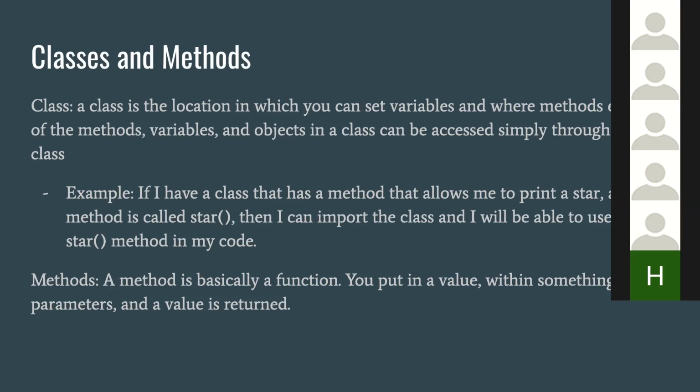Wait, is the star like the class that contains star? Is it in a different file, or is it in the same file? So the class itself is separate, but the star method is within the separate class. So you don't have to import the method. You can't import the method. You would import the class that contains the method star, and at that point you get access to the method.